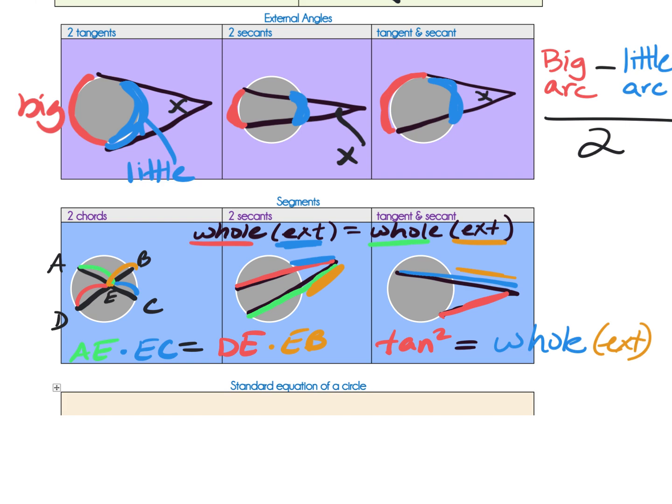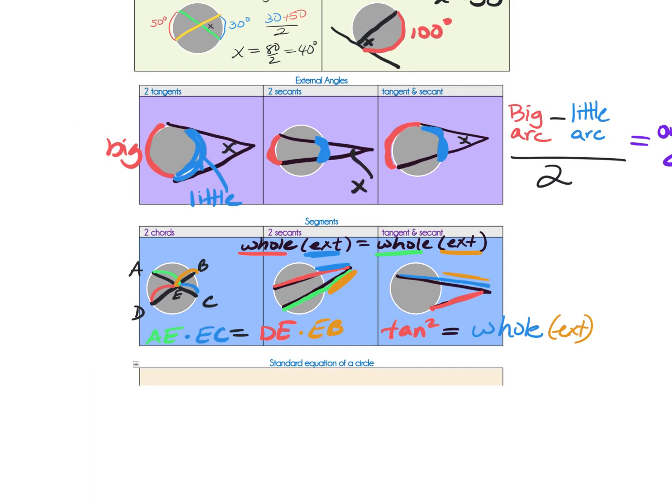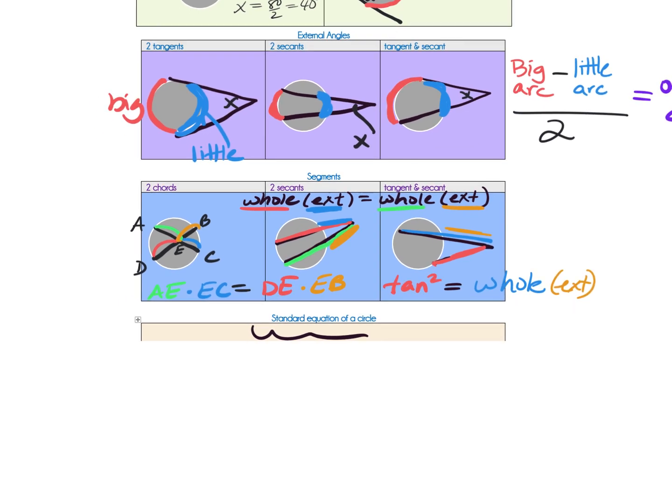Now, one other angle that's not mentioned here is the circumscribed angle. So let me go ahead and just add that one in here before I do 10.7. This bottom part is the standard equation of the circle. I'm going to add that. It cut off on mine.